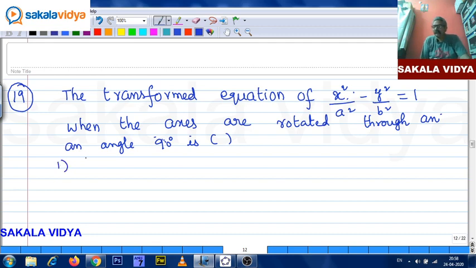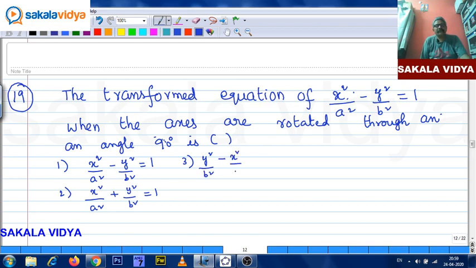First option x square by a square minus y square by b square is equal to 1. Second option x square by a square plus y square by b square is equal to 1. Third option y square by b square minus x square by a square equal to 1. Fourth option y square by a square minus x square by b square is equal to 1.